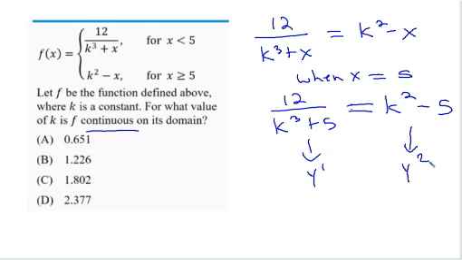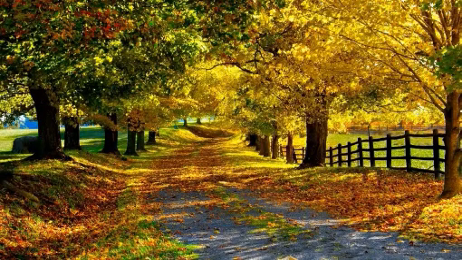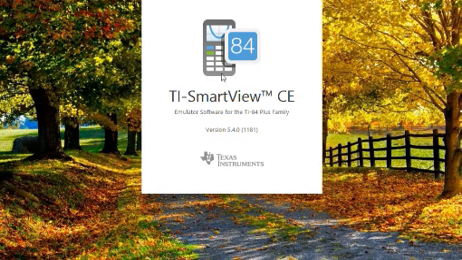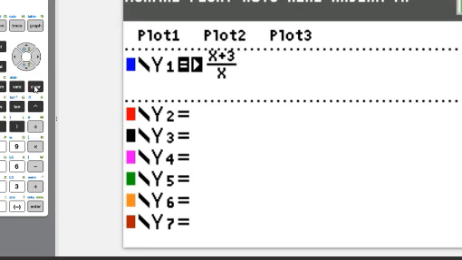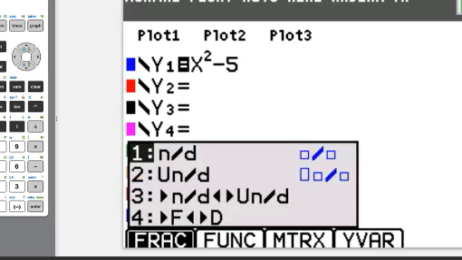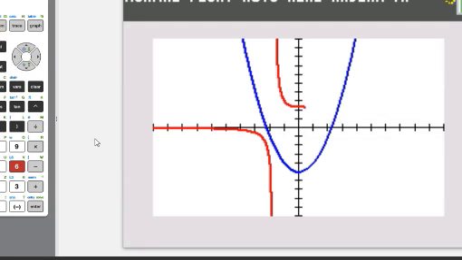So if we go to the graphing calculator, and we plug those two functions in, x squared minus 5 and 12 divided by x cubed plus 5, and I do zoom 6, all right?